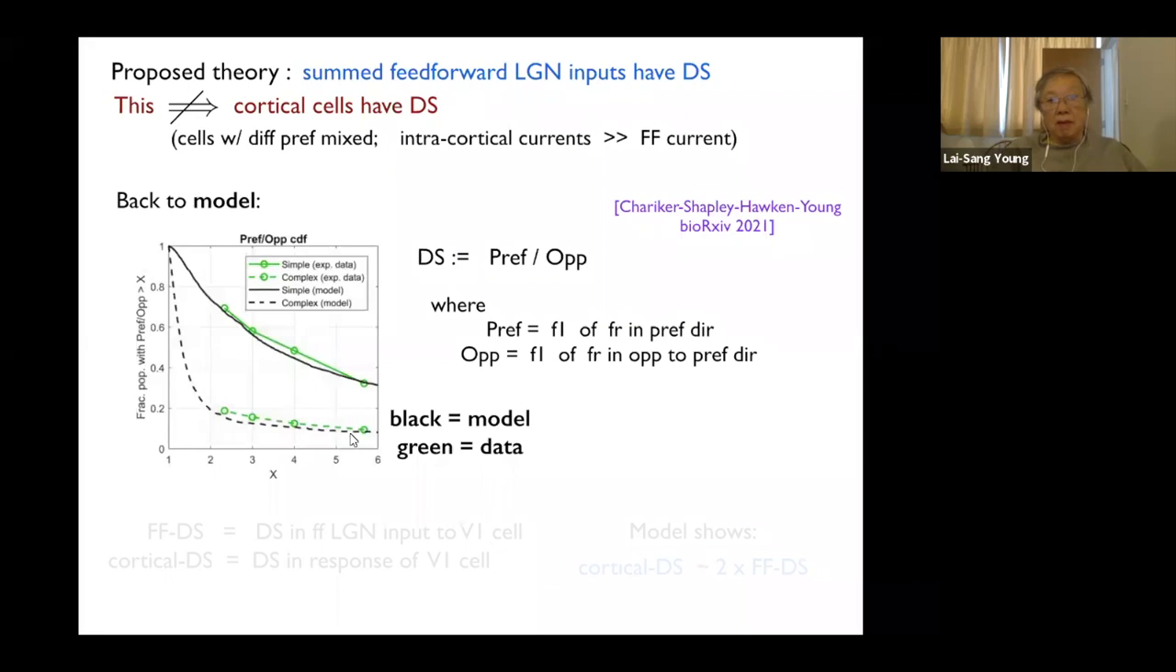I didn't talk about them. The data shows the complex cells are not so direction selective. They're orientation selective, but not direction selective. And same for the model.